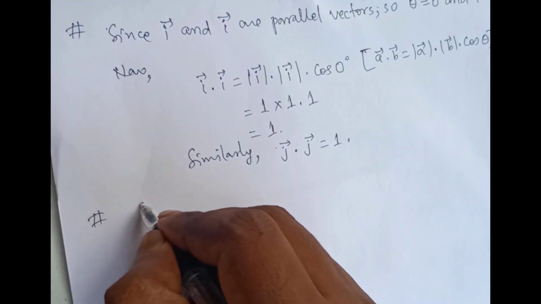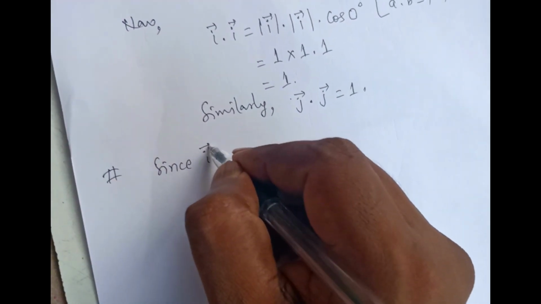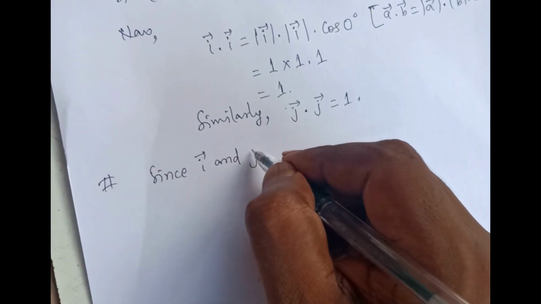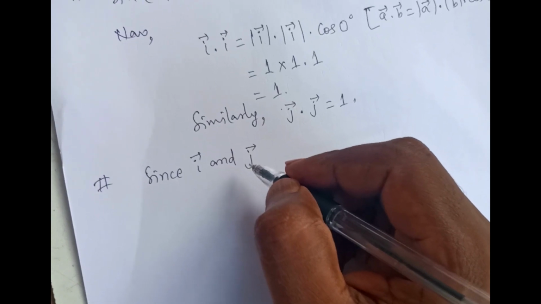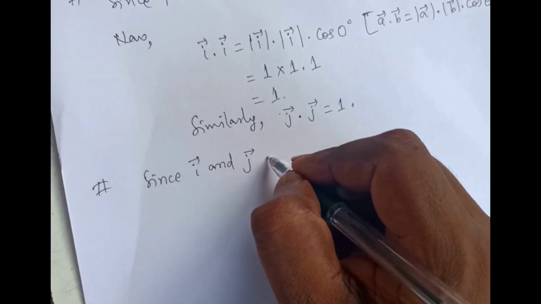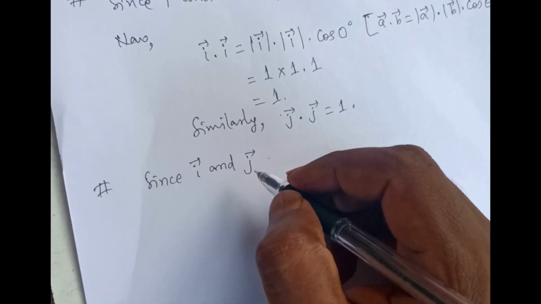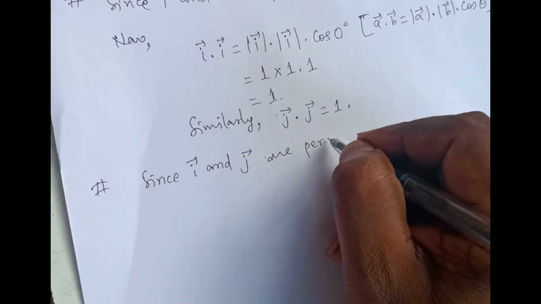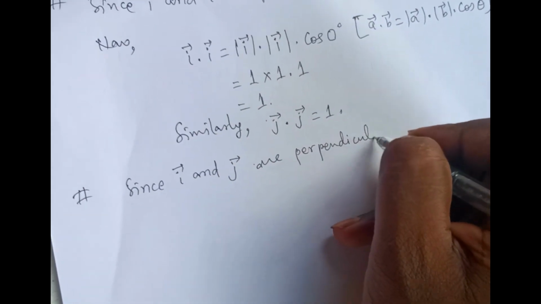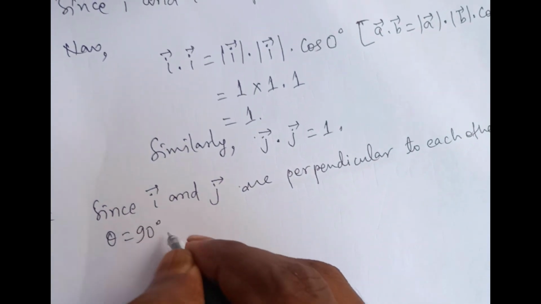And another point: since i vector and j vector intersect each other at an angle of 90 degrees, the angle between i vector and j vector is 90 degrees. They are perpendicular to each other. Perpendicular is also known as orthogonal. So theta is equal to 90 degrees.